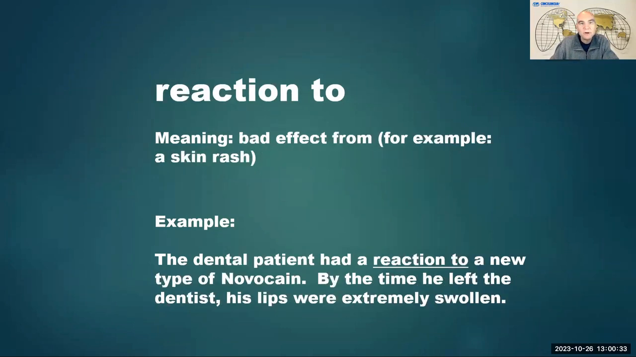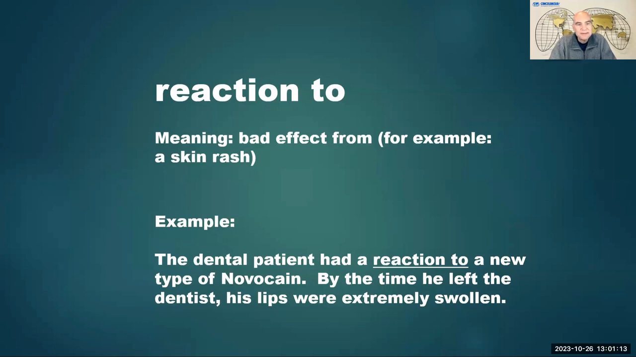Okay, moving on here, we have reaction to. Reaction to means a bad effect from. Okay, bad effect from. For example, a skin rash. A skin rash may be a reaction to a particular allergen, for example. Okay, some people are allergic to certain kinds of soap or detergent, and they may develop a skin rash. They have a reaction to the detergent.